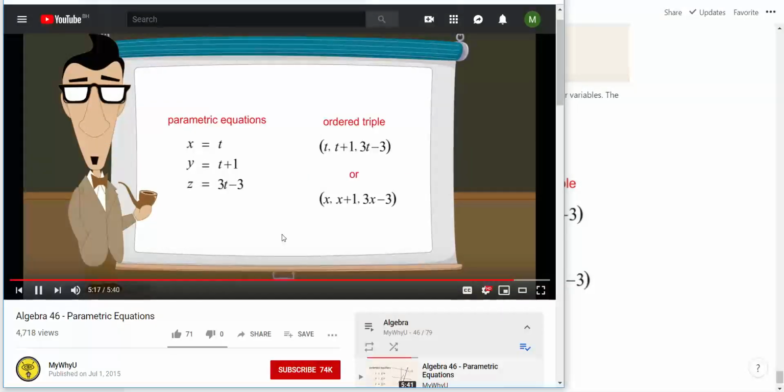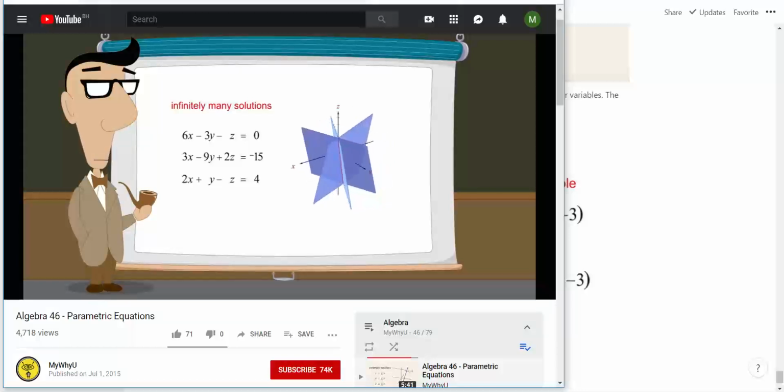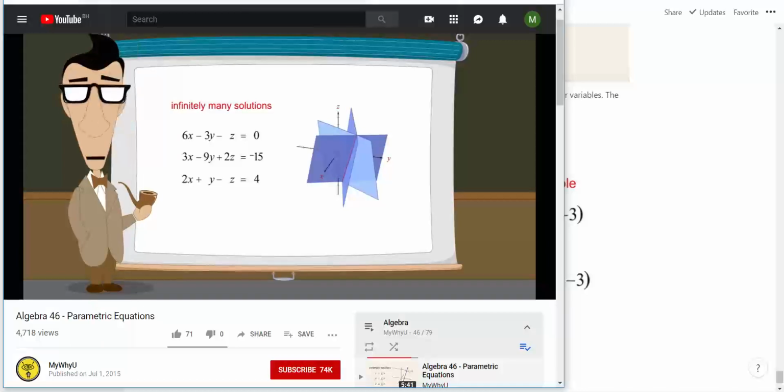So when the solution set for a system of equations in three variables is a line, how do we calculate the parametric representation of that line? In the next lecture, we will demonstrate how this is done.